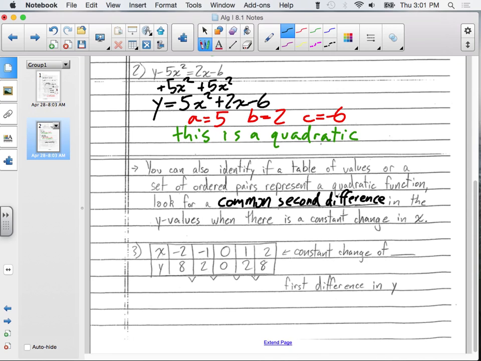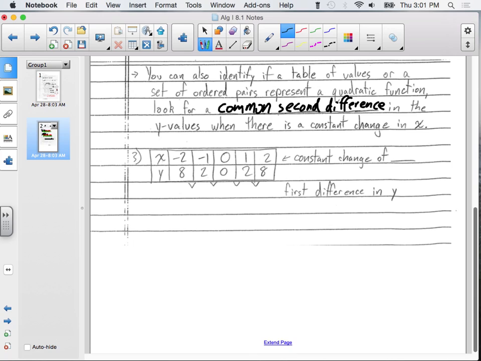So first thing we have to do is see if there is a constant change in the x values that we're given. And if there is, then we can move on to finding a second difference. So this first one, number 3. What is happening in between the x values? So from -2 to -1, what's happening? We're adding 1, right? How about this one? Adding 1. How about this one and this one? Adding 1. So is there a constant change in our x values? Yes, there is. And what is it? Plus 1, right?